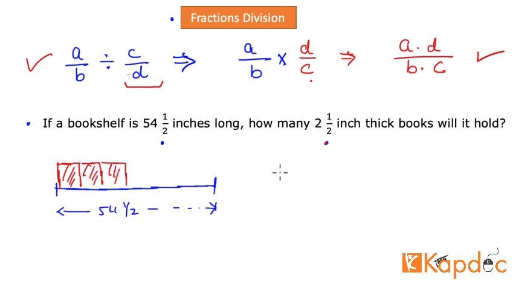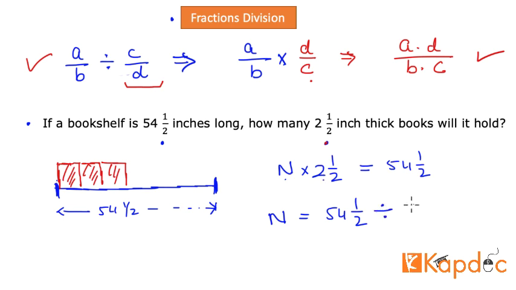So I first assume that there are n number of books on this bookshelf that have been stacked right next to each other. Since they have been stacked next to each other, this n number of books will occupy a total width of n times 2.5, right? And this should be equal to 54.5, because that is the total length available to me on this bookshelf. So that means my n can be simply found by taking 54.5 and dividing it by 2.5.